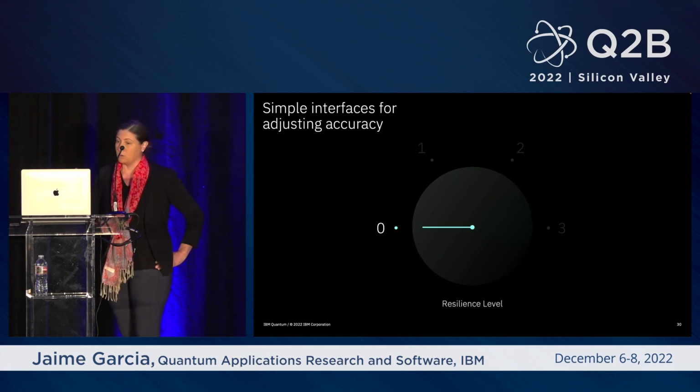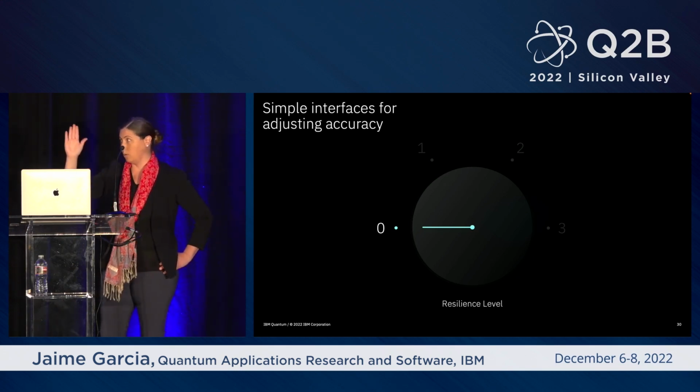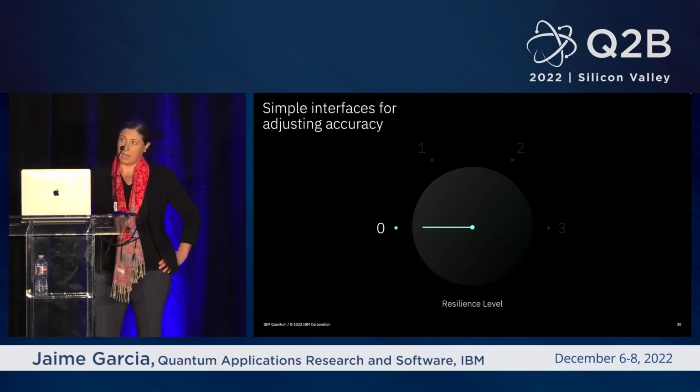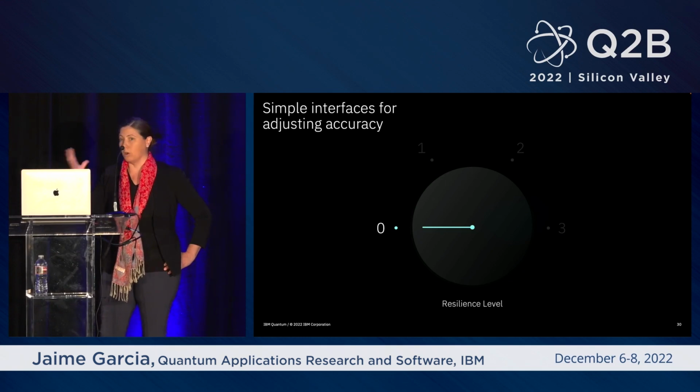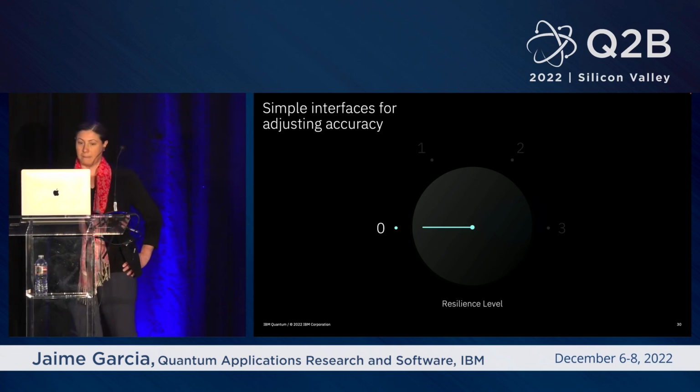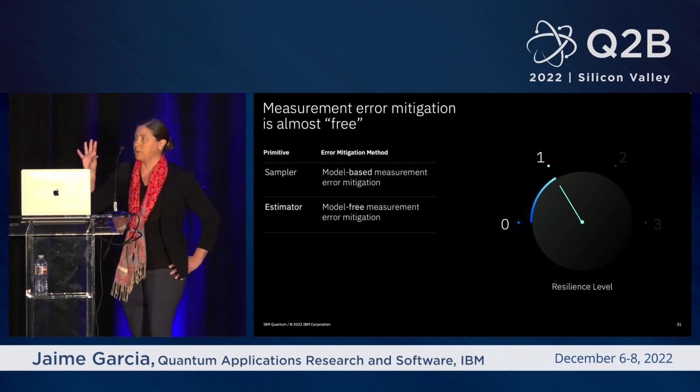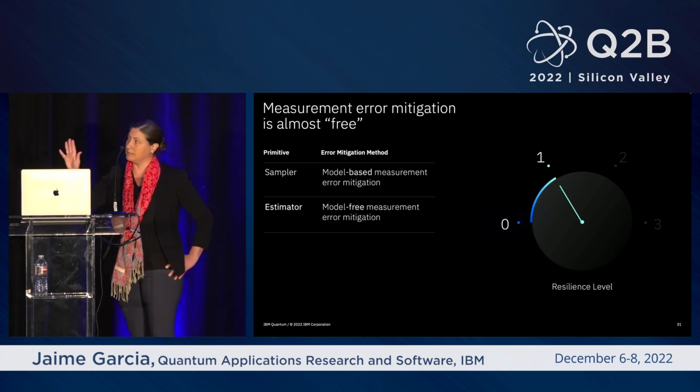What we're trying to introduce is a very simple resilience level. You can have a resilience level of 1, 2, or 3 to help introduce this error mitigation and the different techniques that are available. And we'll continue to incorporate more as they become available in real time. As of right now, in the case of both the sampler and the estimator: in the sampler case, we have model-based measurement error mitigation. In the estimator case, it's model-free measurement error mitigation.